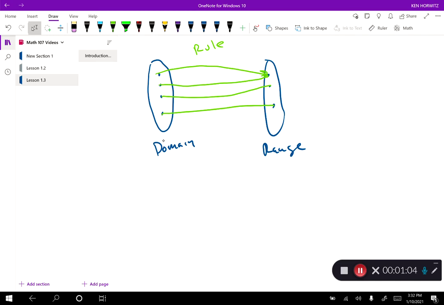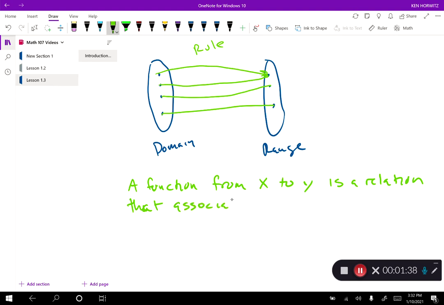If I were to write this out in words, I would say a function from x to y, or domain to range, is a relation that associates each element of x to exactly one element in y.